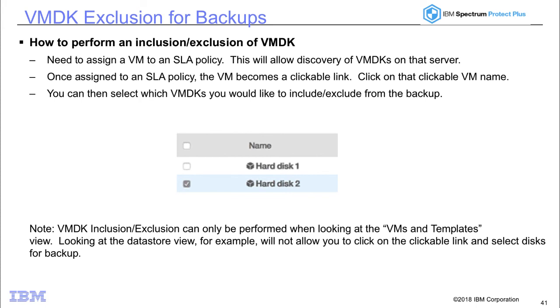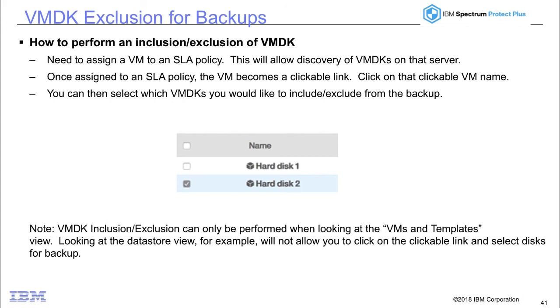We now support exclusion of VMDKs from VMware. And the way you do it is you assign a VM to an SLA policy. And once you do that, the VM will become a clickable link, and you can go out there and select which VMDKs you would like to include or exclude from the backup during the backup job.